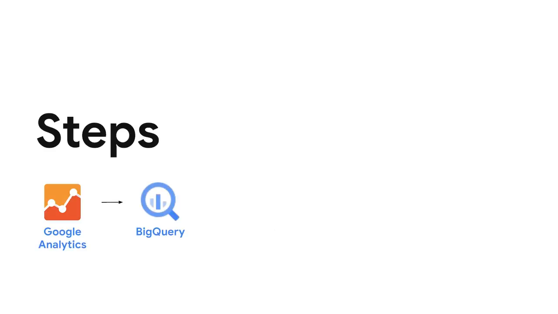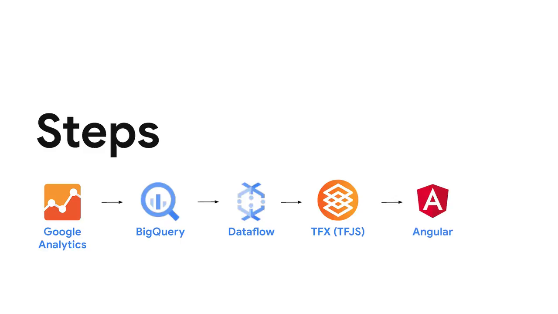We will export Google Analytics data to BigQuery, which is a large-scale data store. We will then use Dataflow, our managed service for data processing, to convert the data into features that we wish to train on. Next, we will run TFX, which is our machine learning pipeline, to create a TFJS model. Finally, we will integrate the TFJS model with Angular. To make all of this happen, we simply configure Google Analytics to export to BigQuery and use an AI notebook to work with Dataflow and TFX.